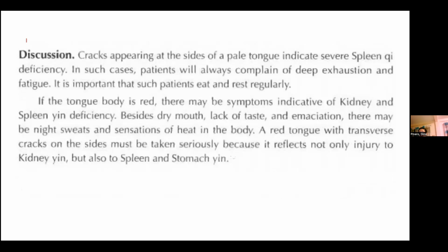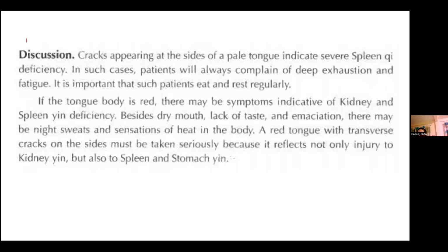Okay? Sa discussion, the cracks appearing at the sides of the pale tongue indicate deficiency. In such cases, patients will always complain of deep exhaustion and fatigue. This is important that such patients eat and rest regularly. So having a severe spleen Qi deficiency, patient always complain of deep exhaustion and fatigue. So kailangan po niya kumain ng healthy food and magkaroon ng regular rest.